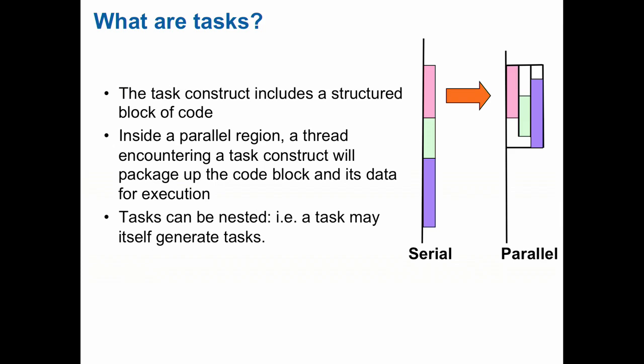So a task has a structured block of code. Inside of a parallel region, and remember, a parallel region is what you get when you have a parallel construct, open bracket, close bracket, if I hit the task construct, the thread that hits that task construct will package up the code, take that code block inside the task construct, take the data environment associated with that task construct, and drop it into a queue, or execute it immediately.